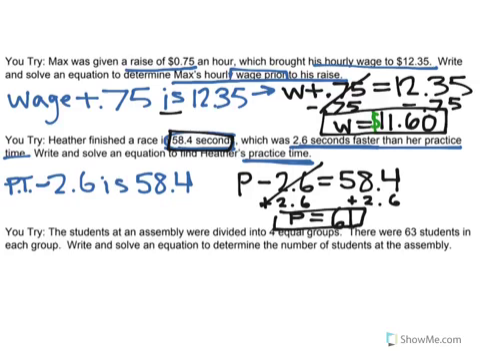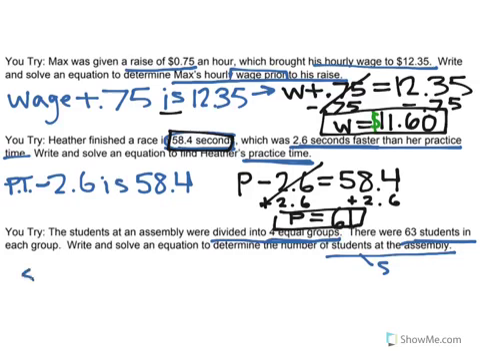All right. The last one, the students at an assembly were divided into 4 equal groups. I bet you can see what operation we're going to have in this one. Divided into 4 equal groups. There were 63 students in each group. Write and solve an equation to determine the number of students at the assembly. So we know there's 63 students in 4 groups. We're trying to figure out how many students there were at the assembly. So students at the assembly, I might just denote that as S.